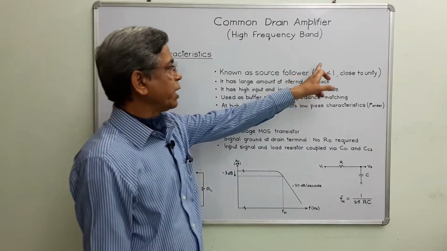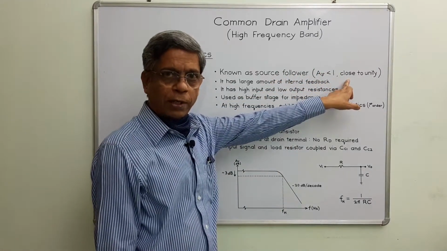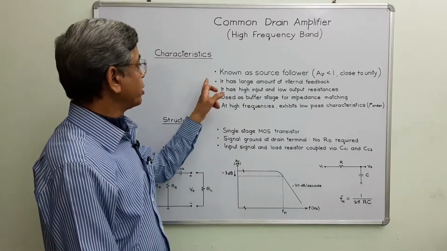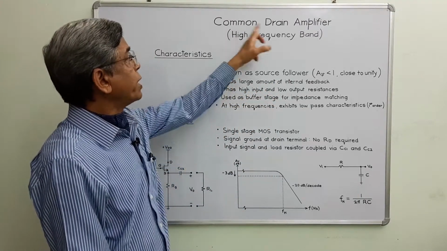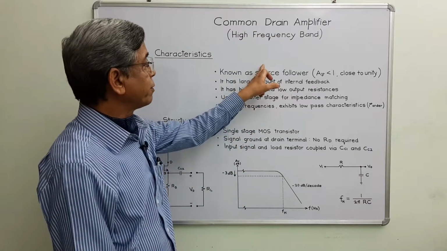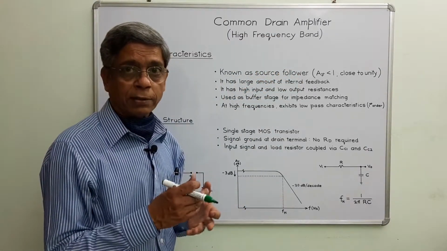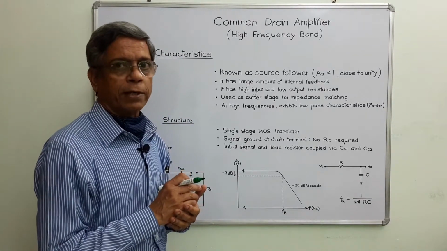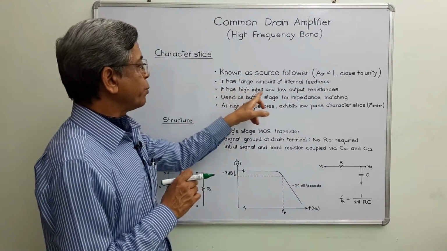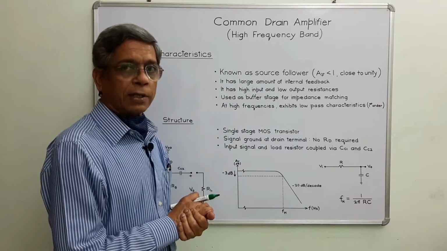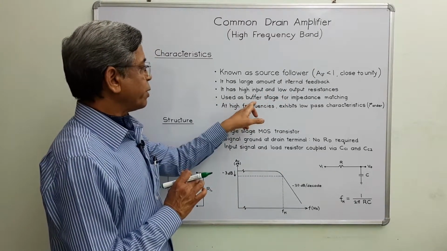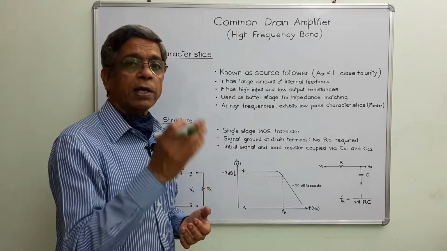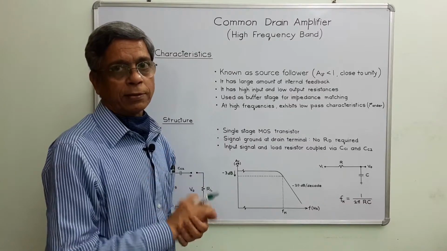It has voltage gain close to unity and it has a large amount of internal feedback, and because of this property, the common drain amplifier shows the properties of a source follower. That means the potential of the source is a little bit smaller than the potential of the gate, and it has high input and low output resistances. That is why it is used as a buffer stage for impedance matching. It is used to couple high input to low output resistances.